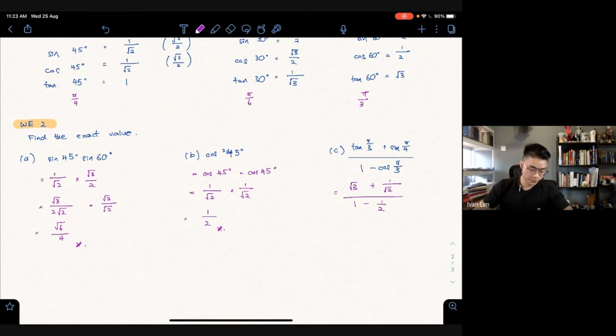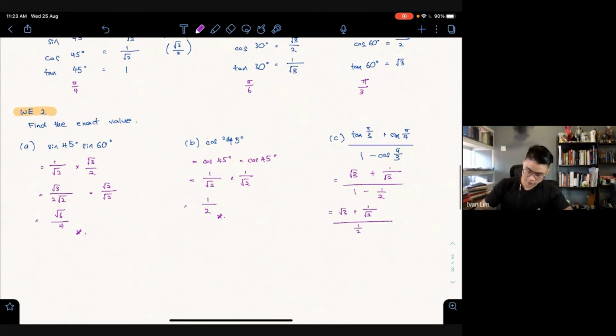So the top, we actually can just leave it as root 3 plus 1 over root 2, depending on what's the final form that they want you to show also. 1 minus half would be 1 over 2. So your numerator divided by a fraction, if you look at it like this, A divided by B over C is equal to A times C over B.